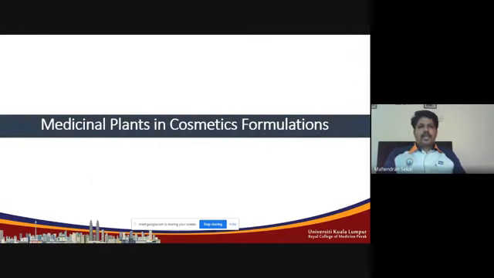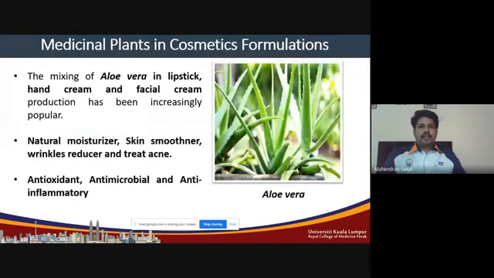Next, I'm going to show some important medicinal plants which have been used for many cosmetic formulations. For example, after my presentation, maybe after a few days, if you are interested in making some kind of innovative product using a natural source, you can use these medicinal plants as one of the ingredients, according to the type of product that you are producing, either an anti-aging cream or an anti-inflammatory or analgesic type of cream. Depending on that, you can choose the ingredients.